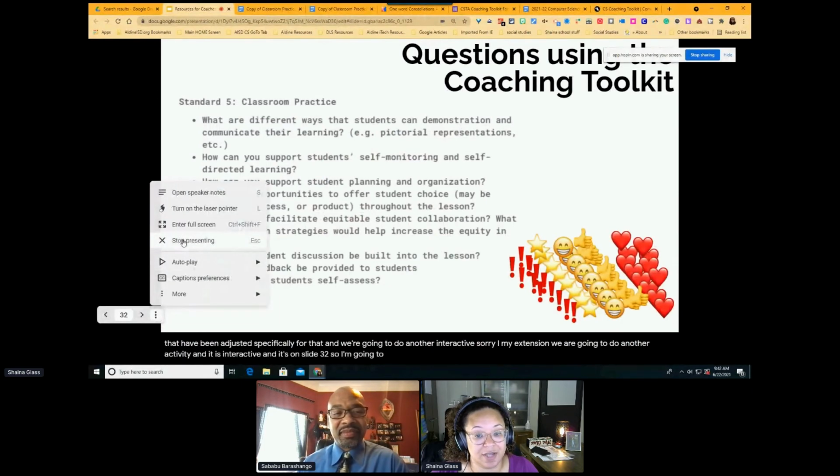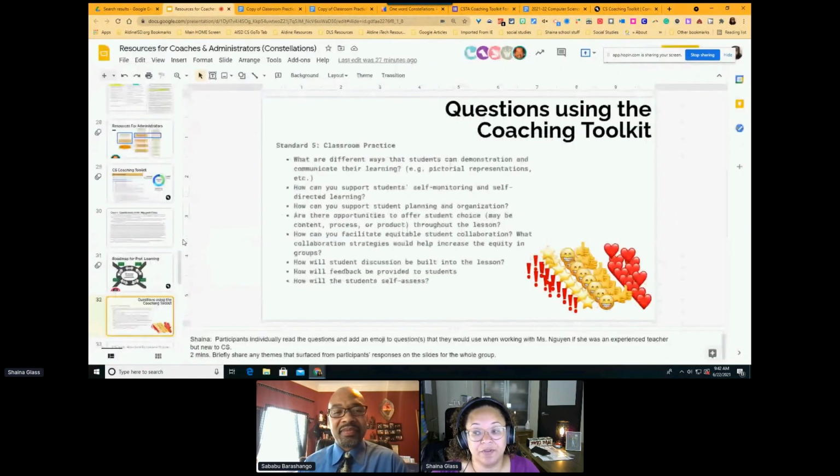So I'm going to stop presenting again. And we provided you all with these little Bitmojis. What we would like for you to do is go to slide 32 and grab a Bitmoji next to the question that you would ask Ms. Nguyen based off of her teaching experience. And we're going to discuss any common themes based off of the questions that you would ask. So if you don't mind.